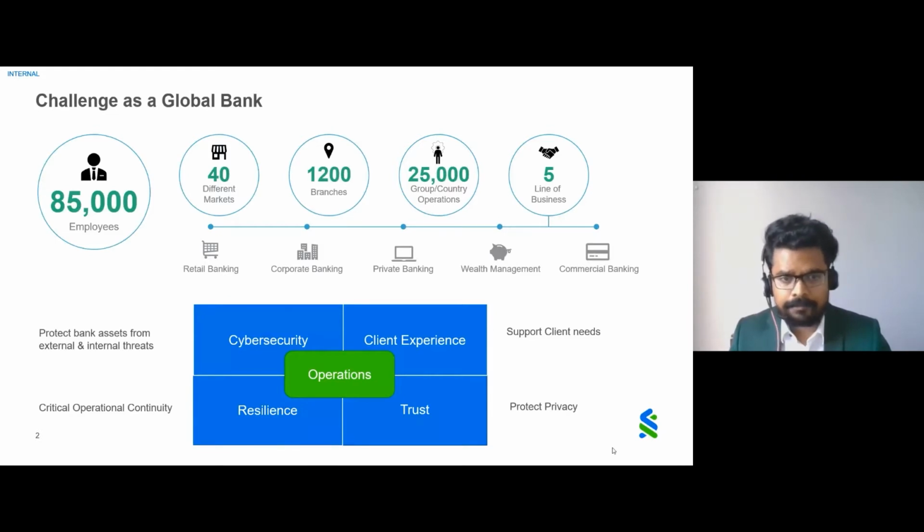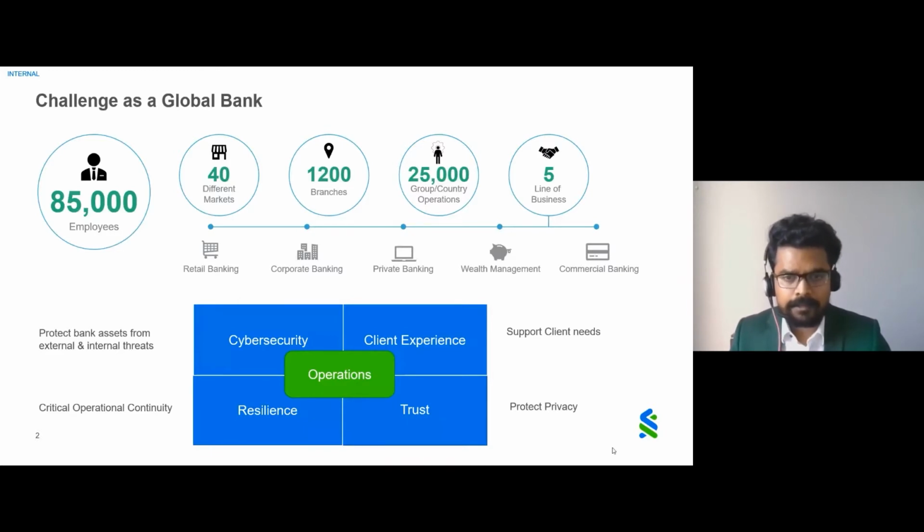And of course, for any organization, resilience is quite important, and we are not an exception. So resilience, particularly during the period of pandemic, we have been tested to the extent of how resilient we as a bank operate to support our clients. Of course, we need to make sure all critical operations continue irrespective of whatever events occur across the world. So we need to be absolutely resilient all the time.